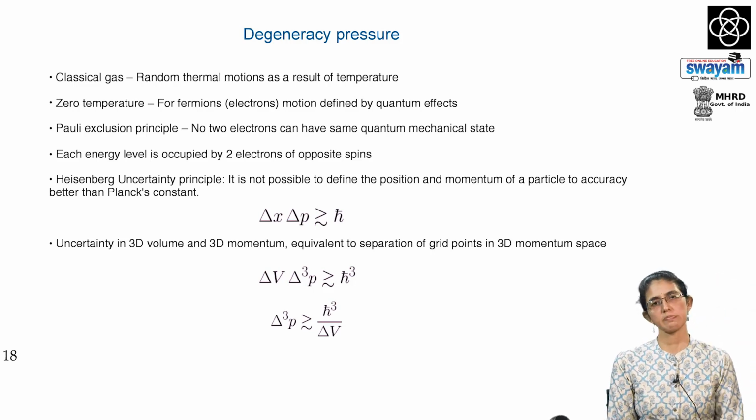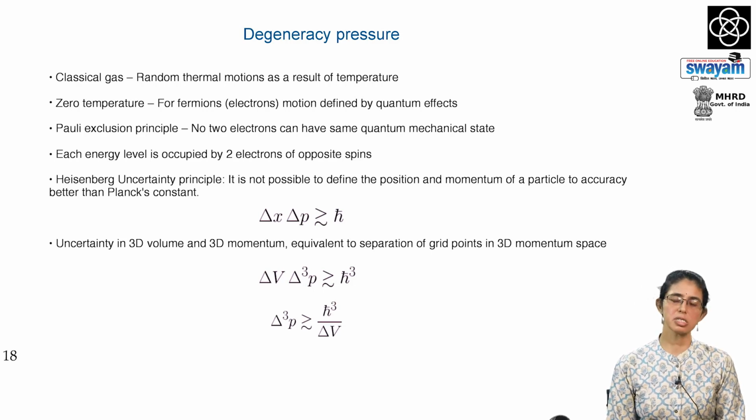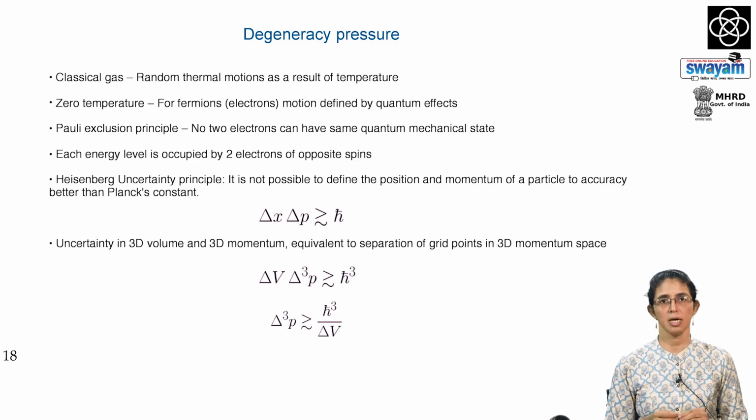So, how is Heisenberg's uncertainty principle related to the stellar cores? This is related because the density of matter is very high. Once the density of matter is very high, even if the temperature is high enough, this causes the momentum states to be very far apart.